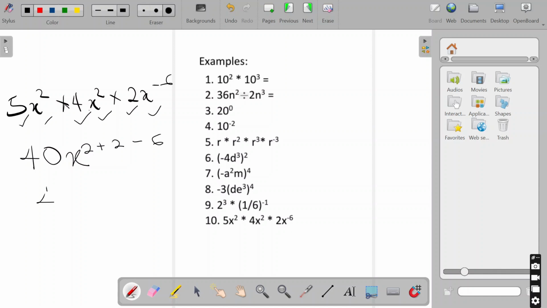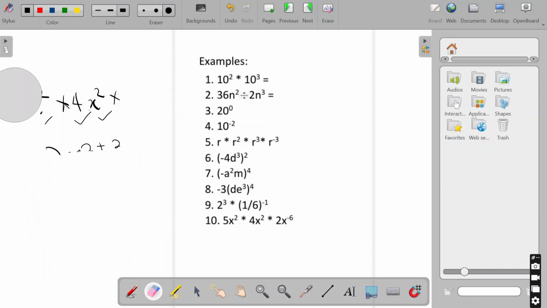So we have 40x. 2 plus 2 is 4, and 4 minus 6 is minus 2. So the answer is 40x raised to the power minus 2. So we've solved this. This is just part 1 of the law of indices. We'll be going through as many examples in my subsequent videos.